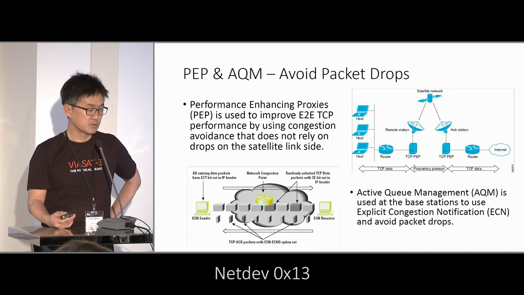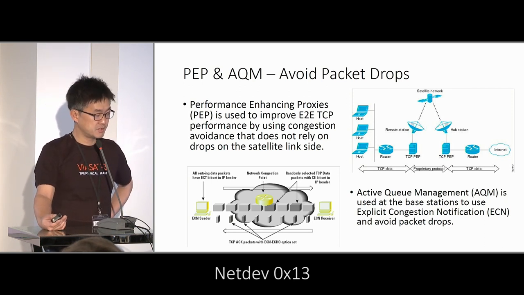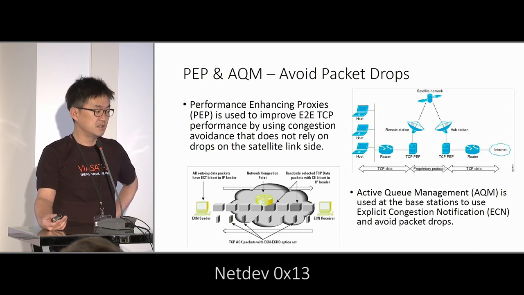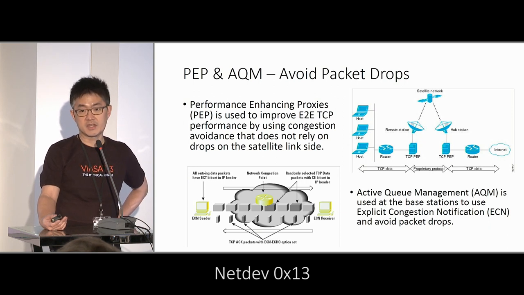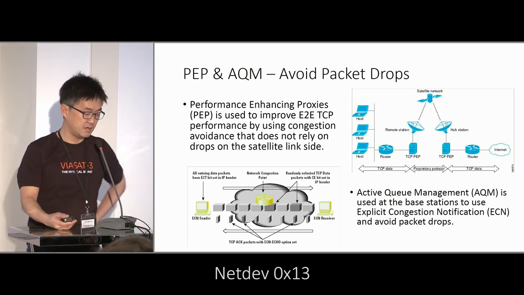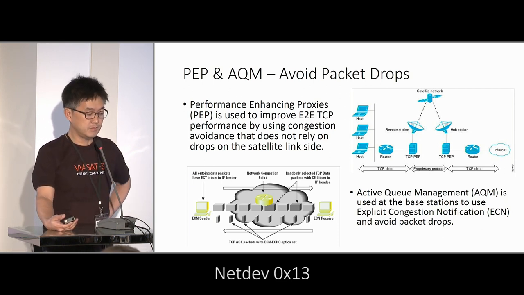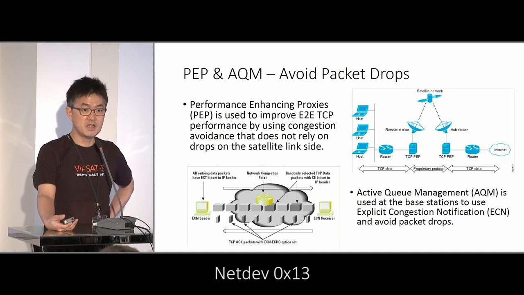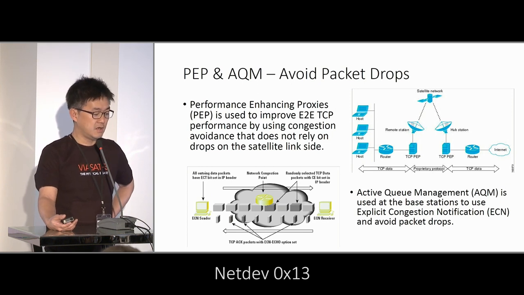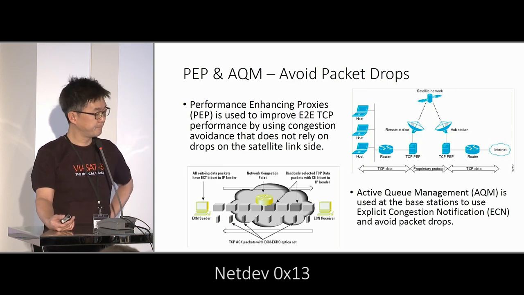In order to address this performance issue, typically we use a TCP proxy, and also use active queue management to use ECN rather than packet drop on the satellite link. So in this graph, as you can see, the end-to-end TCP connection is typically cut into three different pieces. The two TCP PEPs, one on the hub side and one on the remote station, will each maintain their own TCP connection.